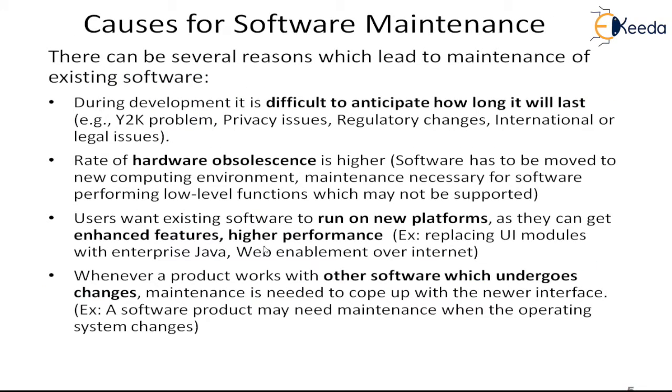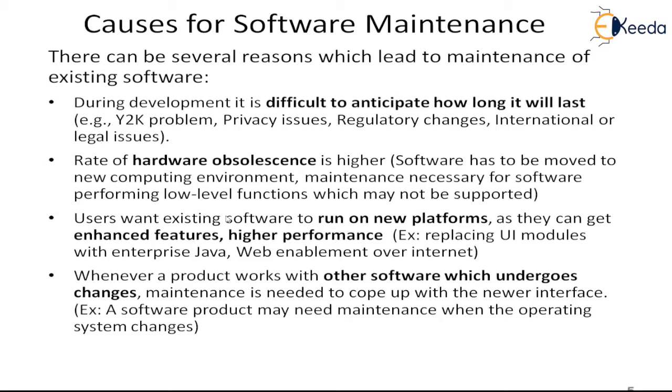Then the user wants software to run on new platforms, because new platforms will give some enhanced features and higher performance. For example, you previously had UI modules which were character mode, or even if they were GUI, they were client server type. But now you want to move it to enterprise Java, or make it web enabled, so that over the internet it can be used. So those are moves from standalone to enterprise, like that.